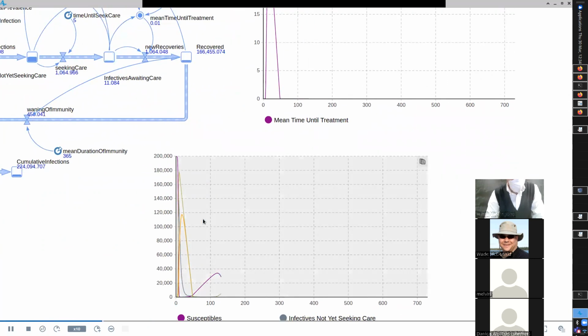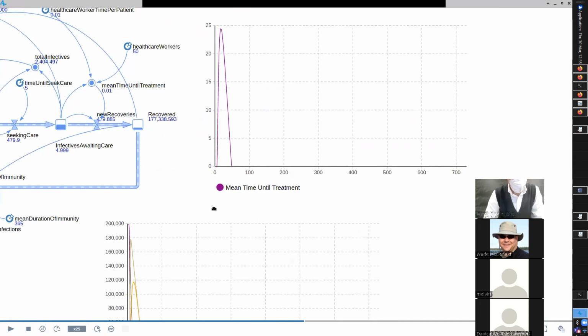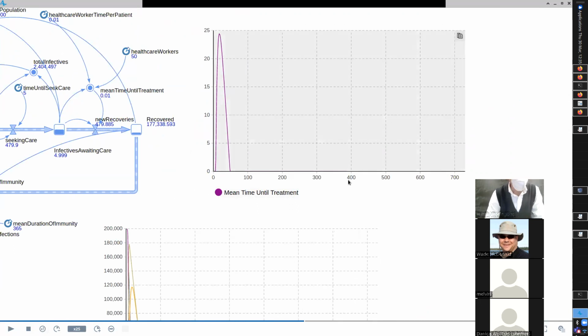Now, we continue to run it on. There's this large initial outbreak here. And now we see it going and approaching, once again, an equilibrium. Notice the mean time until treatment now is very, very small, right? Do you see that?